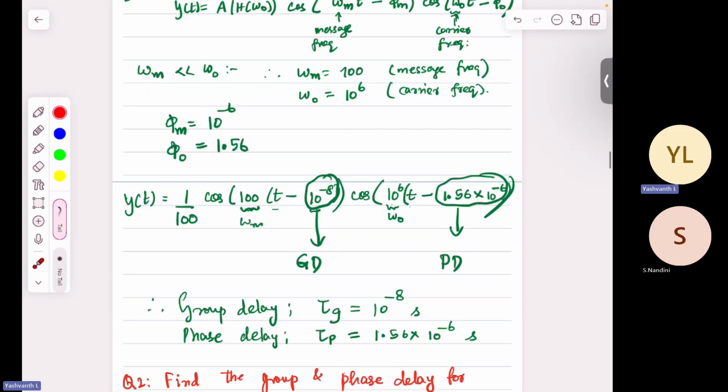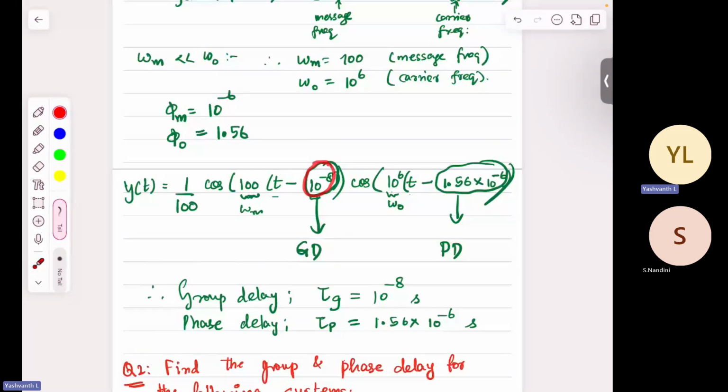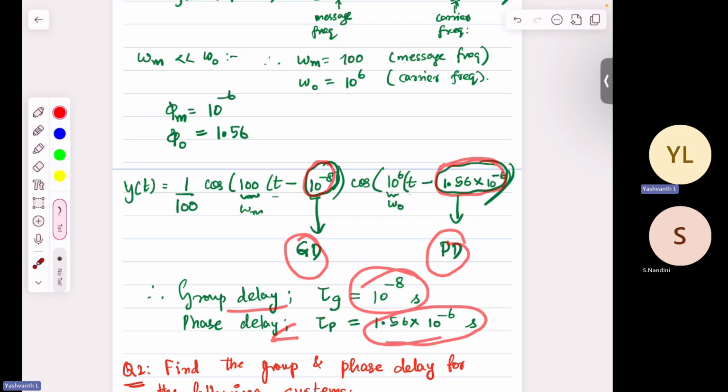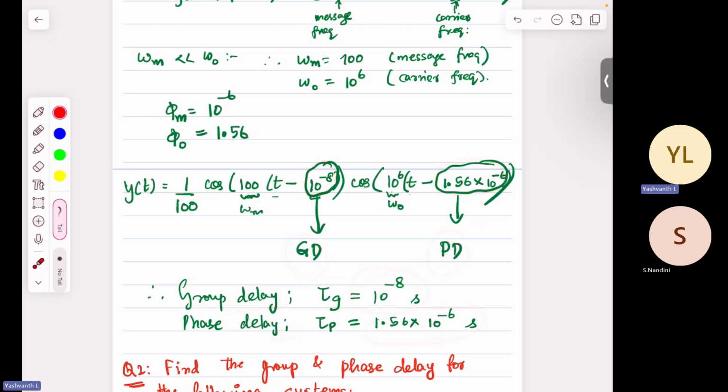Okay, and now what did we say? We said that 10 power minus 8 is the group delay, and whatever is the term for the carrier signal is called the phase delay. Therefore, group delay is 10 power minus 8 seconds, and phase delay is 1.56 into 10 power minus 6 seconds. Is it clear?